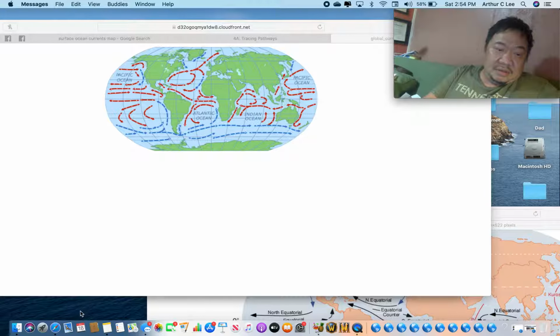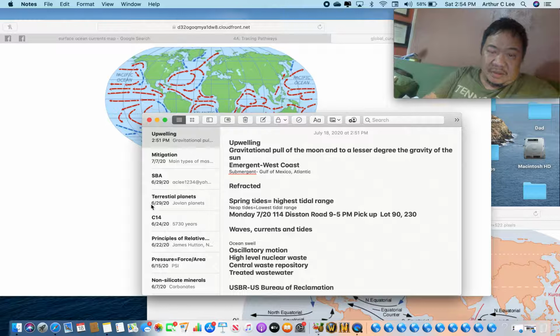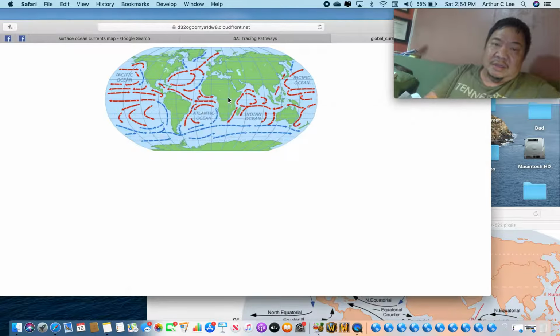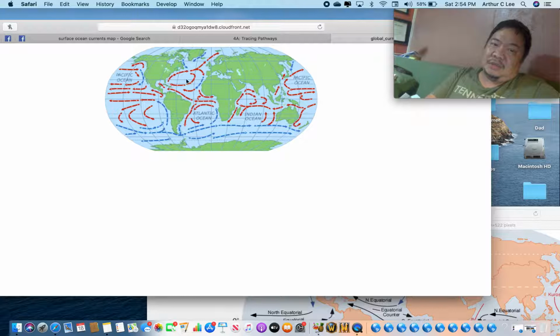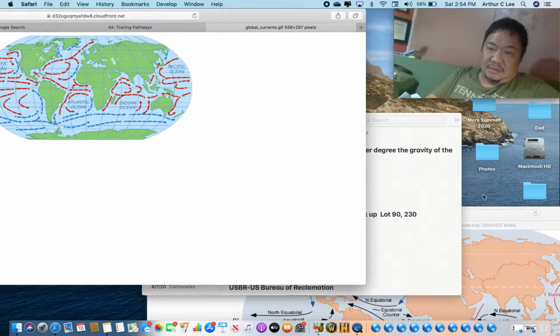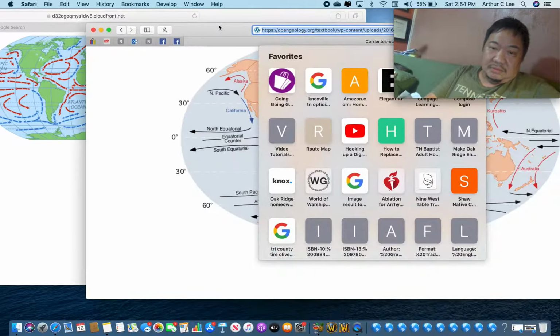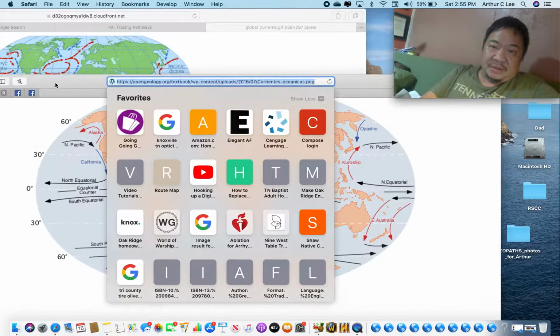El Nino. So when you get an El Nino, which occurs about every 7 years, then this pattern is disrupted. But during normal years, this is the way the ocean currents move. Quite interesting, if you ask me.